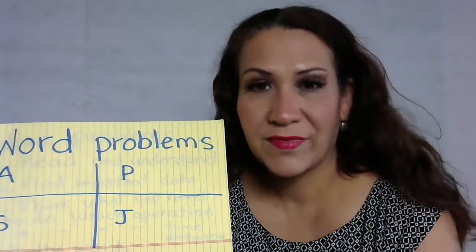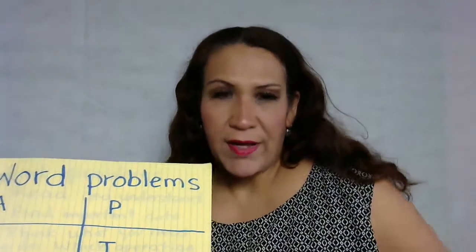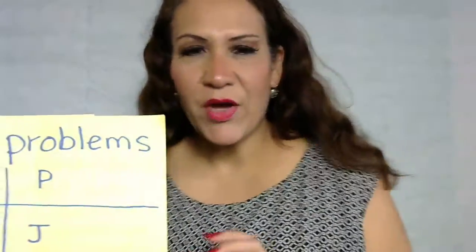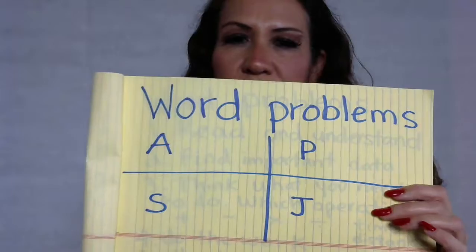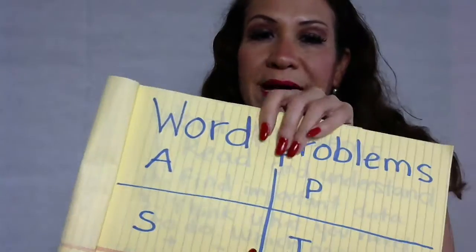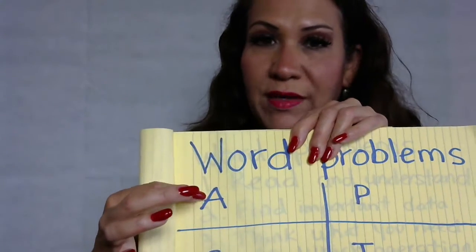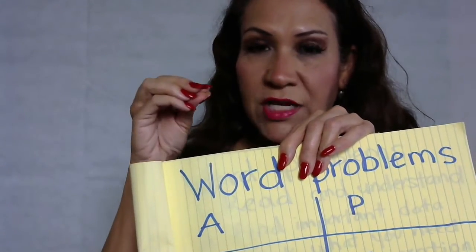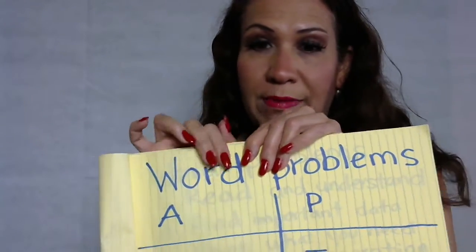Okay, so these are the 4 steps you need to do for a word problem. When you read the problem, first of all, you need to think about analyzing what the problem says, and you need to really think about the information that you're getting from that word problem.